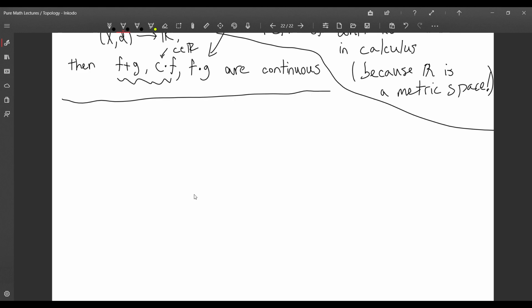Now we depart into some more topological aspects of these metric spaces. So let A be a subset of X, and x be a point. We can define the distance from x to A to be the infimum, which I'm going to define in just a second, of all the distances d of x, y, where y is an element of A.